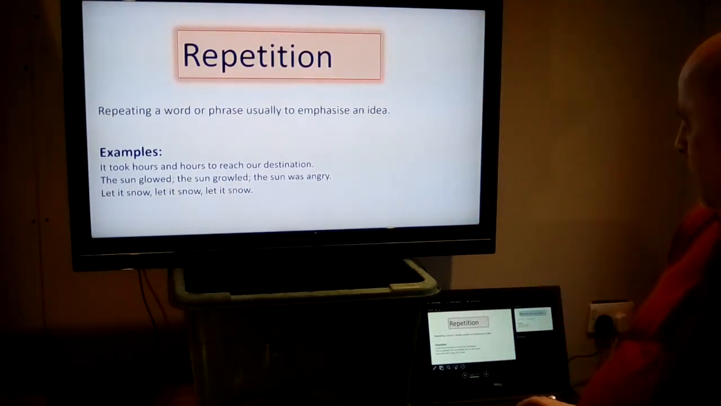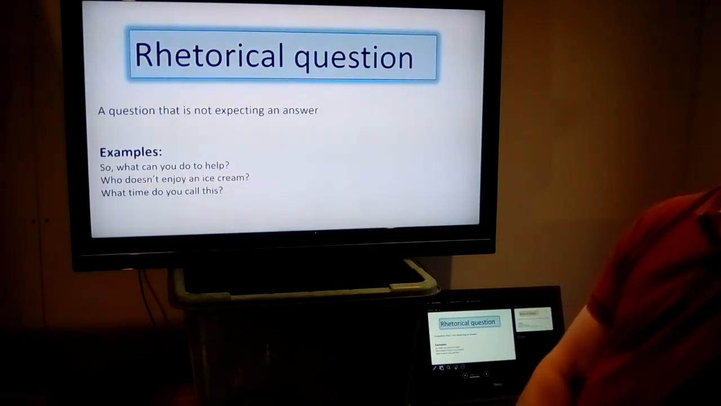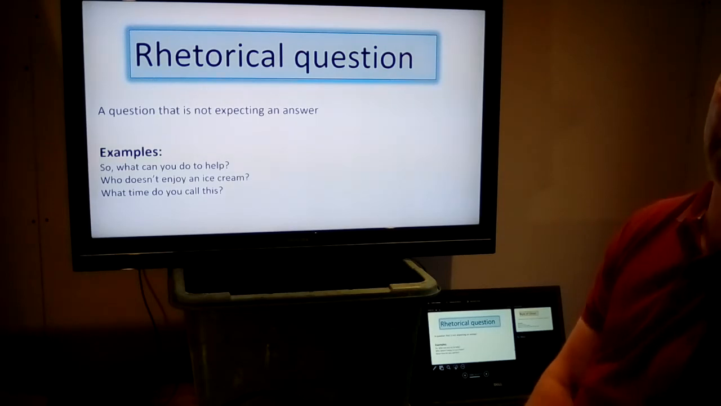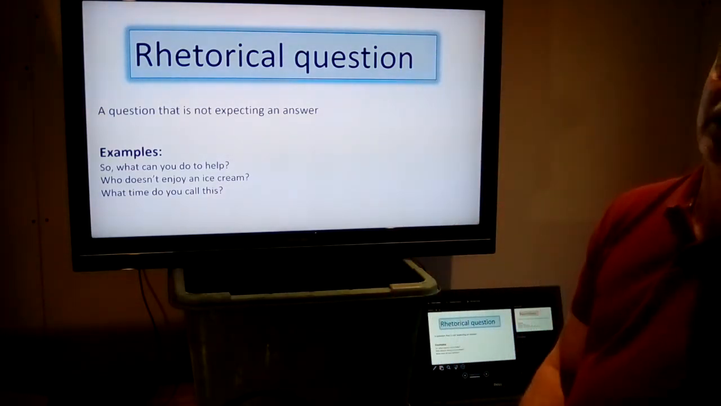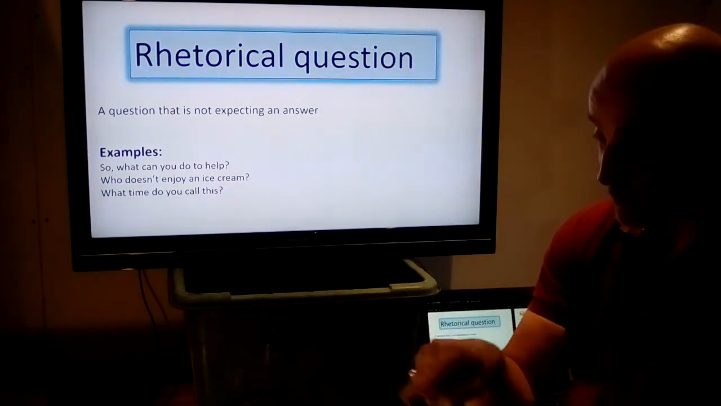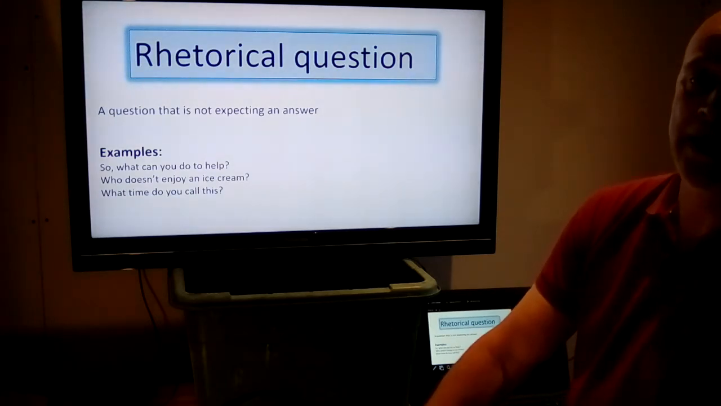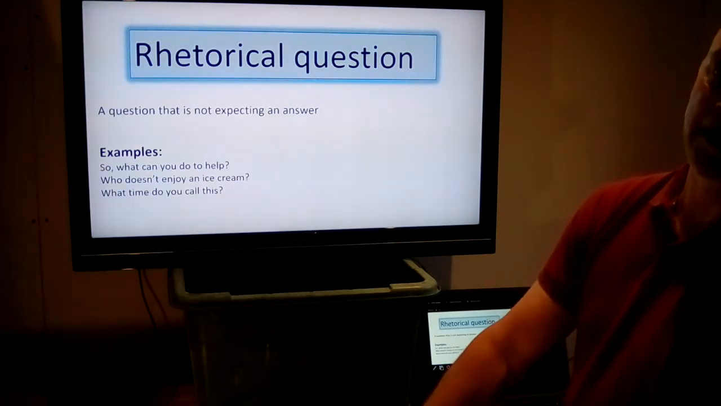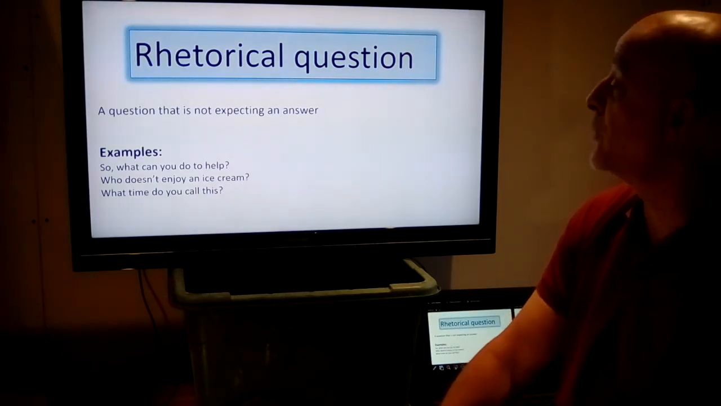Moving on from repetition, we'll go to rhetorical questions. One of my favourites, if I have to pick out an example of language features in any piece of writing. As we know, we look down it, we look for the question mark, and the chances are that we've got a rhetorical question there. It's a question that is not expecting an answer, and it won't be expecting an answer because it'll be written down and nobody's talking to it, so it doesn't expect an answer.